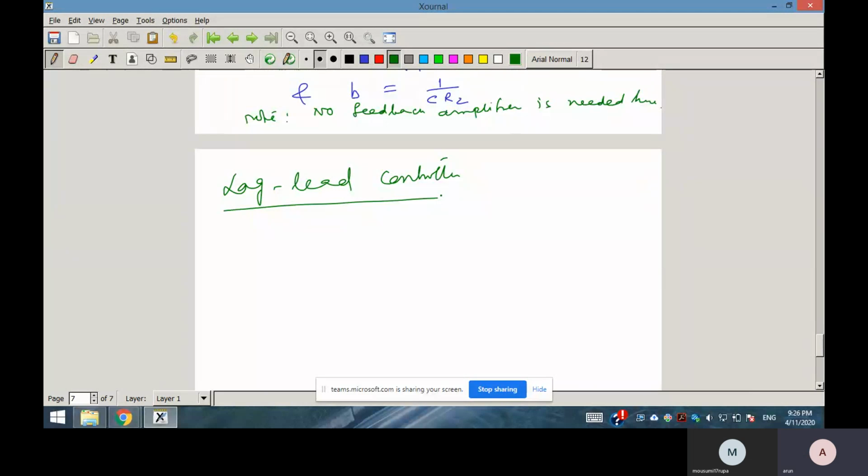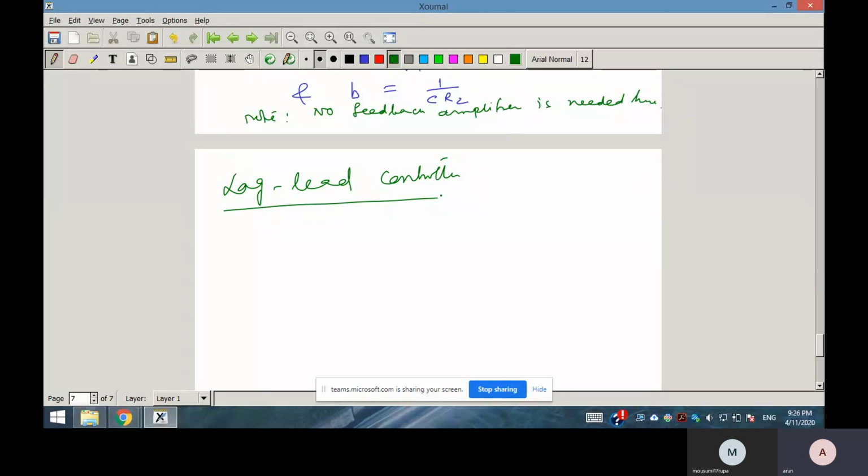If we want to trade off between the two performances, that means lag and lead, then we must have a controller which will provide both things together. That means phase lead as well as gain attenuation. Got it? So we want to have a behavior in between lag and lead controller. For that, phase lead is required as well as gain attenuation, not gain amplification, because in a lead controller the main thing is phase lead, and in case of a lag controller, the main objective is attenuation.